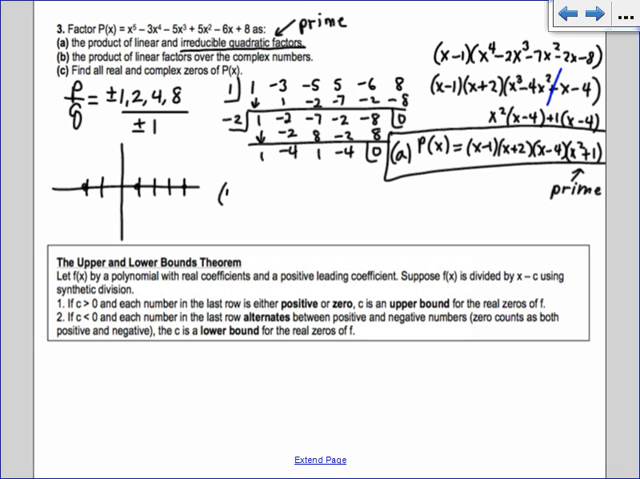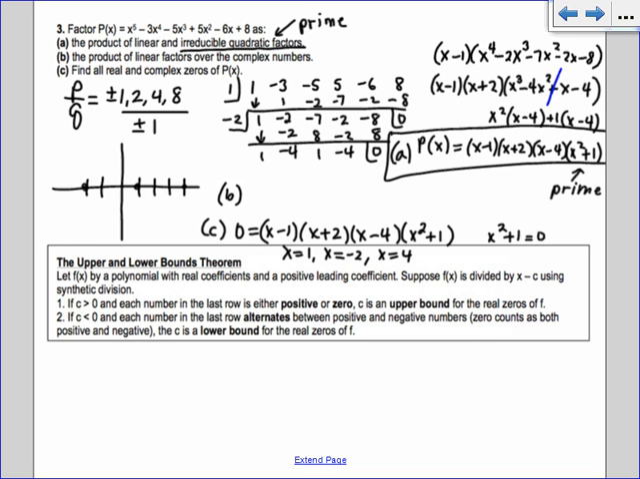All right, but then B says, well, you can actually write it as linear factors. And that's kind of weird. Maybe I should have done part C first. So if I set each one equal to 0, I end up getting 5 answers like I would expect. The first one is x equals 1. The next one is x equals negative 2. x equals 4. And then when I set x squared plus 1 equal to 0, what are my other 2 answers? Yeah, plus or minus square root of negative 1, which is i. So I get x equals i and x equals negative i.